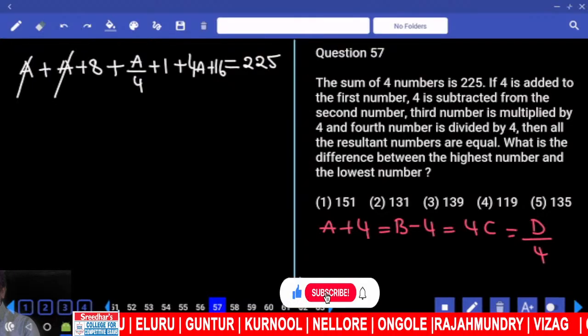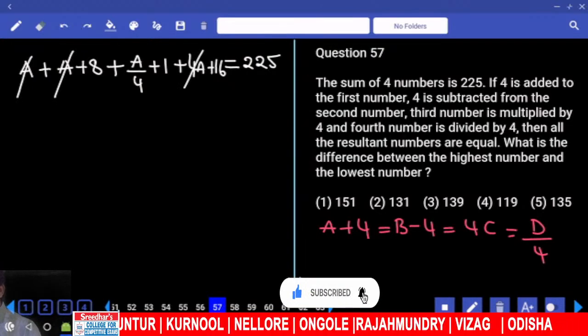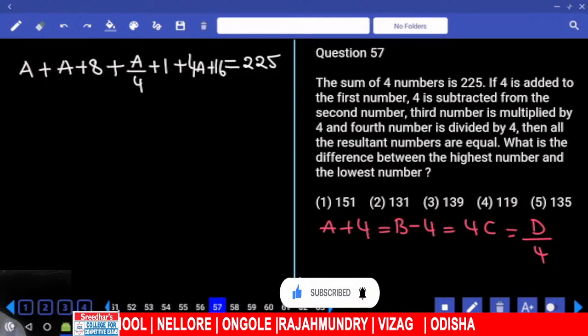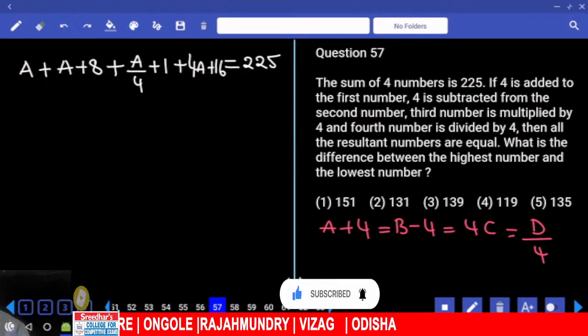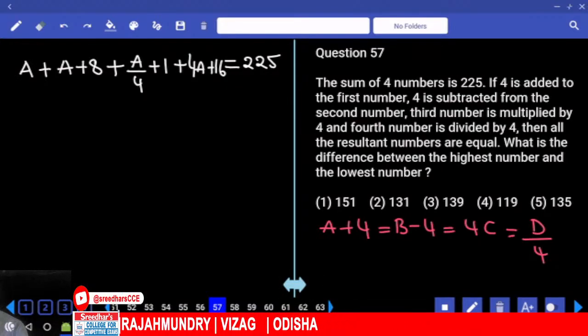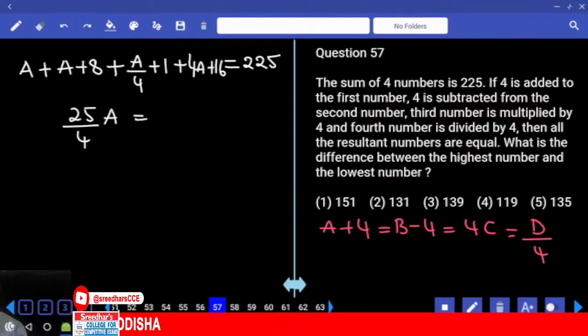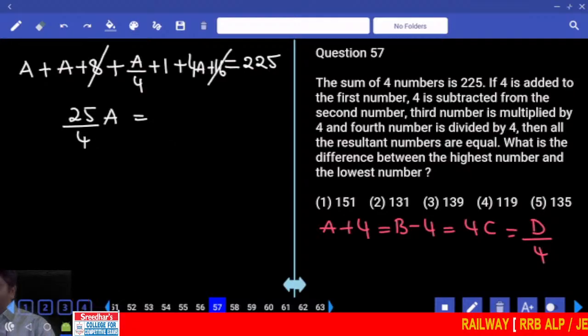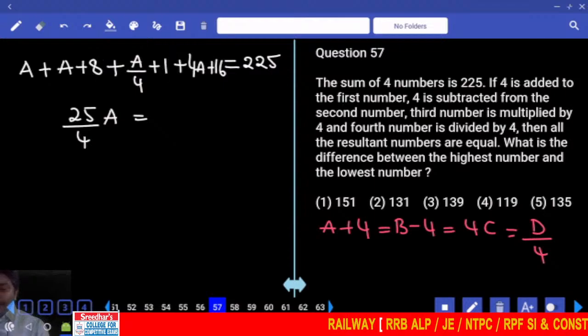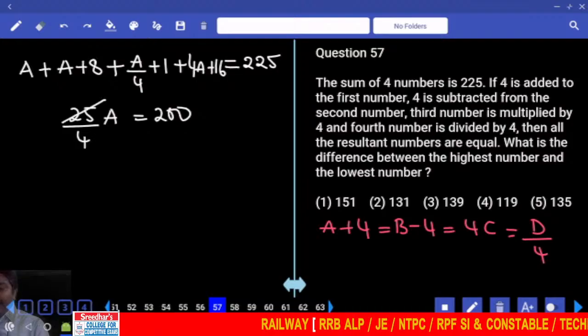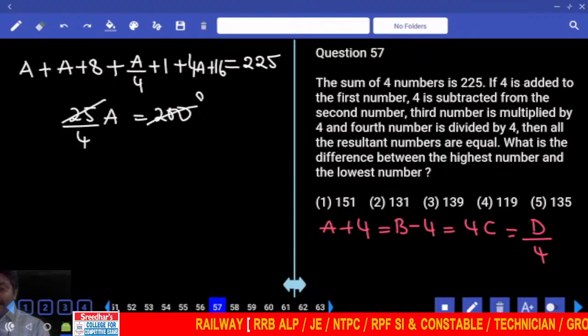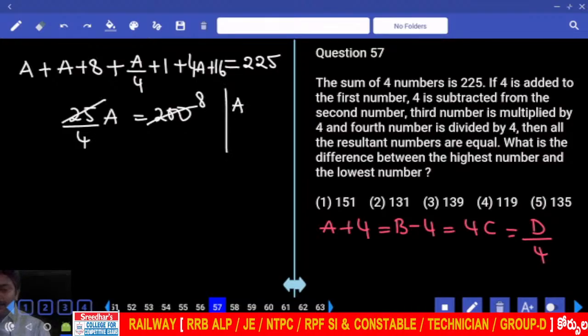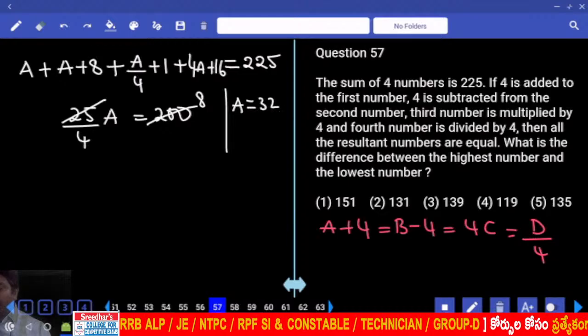A, 2A, 6A plus 1 by 4 is equal to 6 1 by 4 A. That is 25 by 4 A is equal to 8 plus 16, 24 plus 1. 25 goes to the other side. 200 by 25 is 8, times 4, then A is equal to 32.